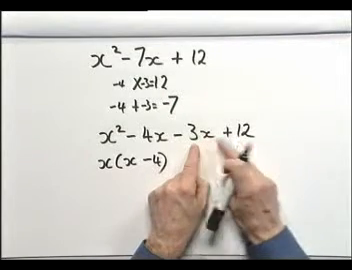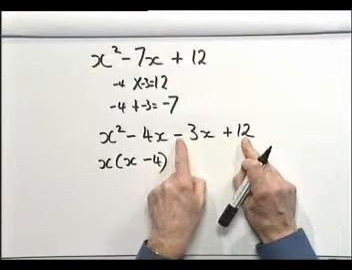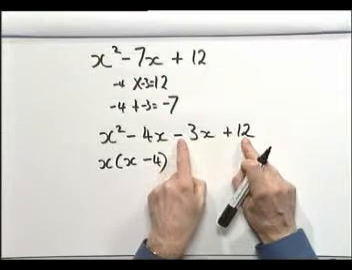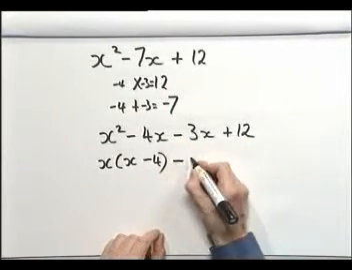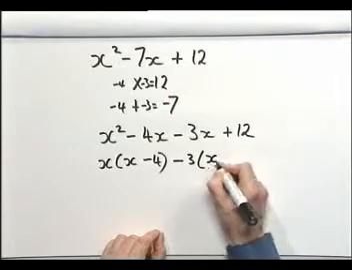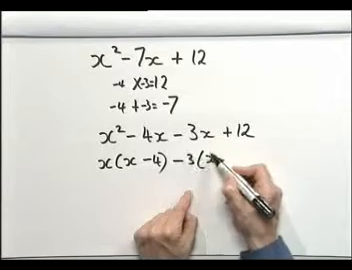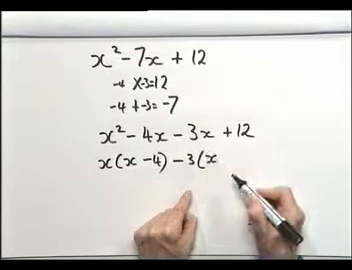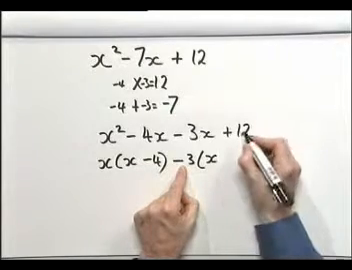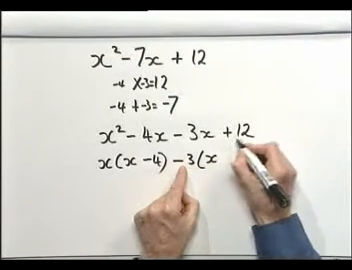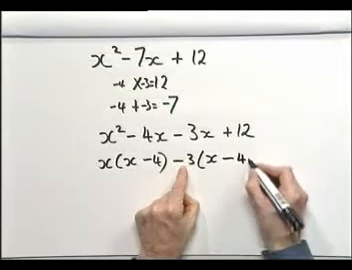Clearly, in these two terms, there is a factor of 3, but here I've got minus 3. So I think I'm going to have to make the factor not 3, but minus 3. So that's minus 3 times x. That ensures when I multiply these two together, minus 3 times x, I do get minus 3x. But now I need minus 3 times something that's got to give me plus 12. So that will have to be minus 4.